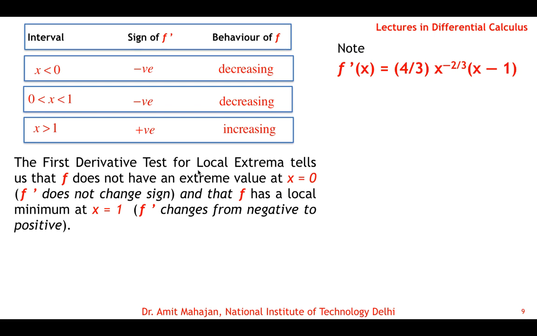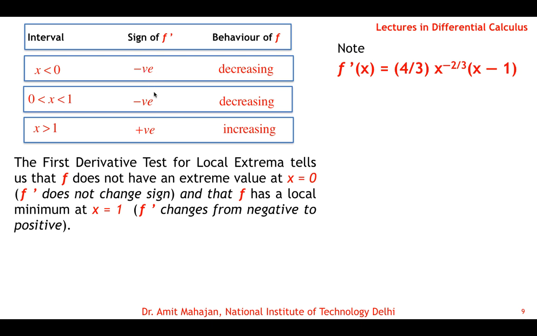So the first derivative test. What does it say? It says that if the sign of the derivative changes from negative to positive or positive to negative as we move from left to right and pass through the critical point, then we have a local maxima or minima there. So you can easily see here that the sign is negative for x less than 0 and the sign is negative for x greater than 0. So the sign does not change as we move from left to right.